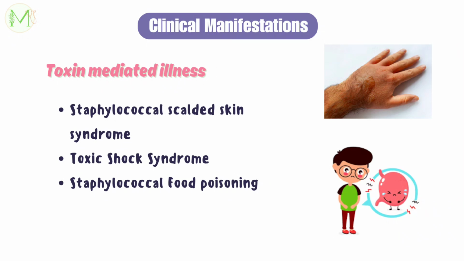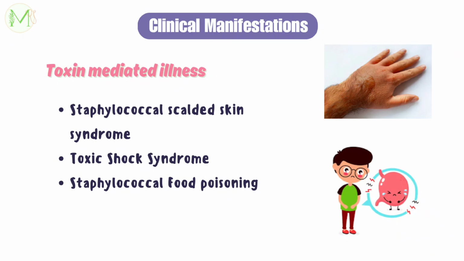Toxic shock syndrome occurs due to toxic shock syndrome toxin, which is also one of the virulence factors. It may manifest with fever, hypotension, mucosal hyperemia, vomiting, diarrhea, confusion, myalgia, abdominal pain, and erythematous rashes.